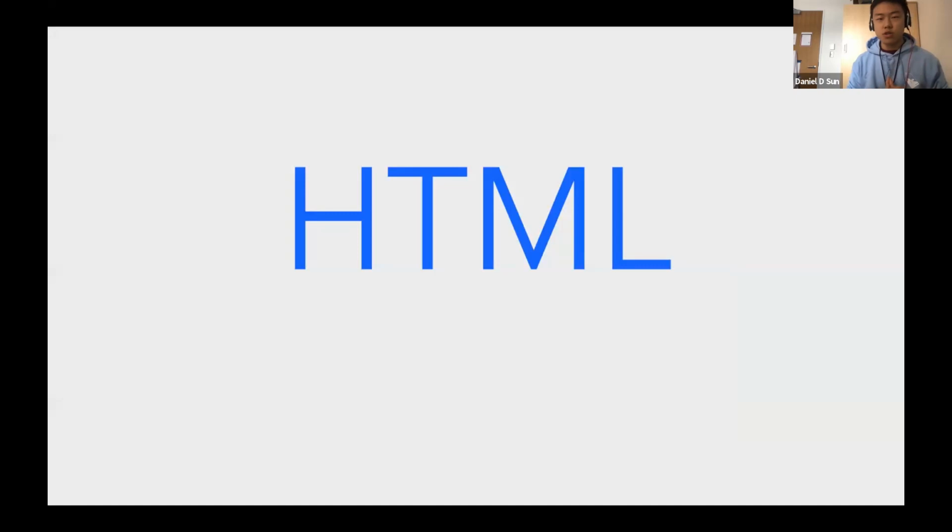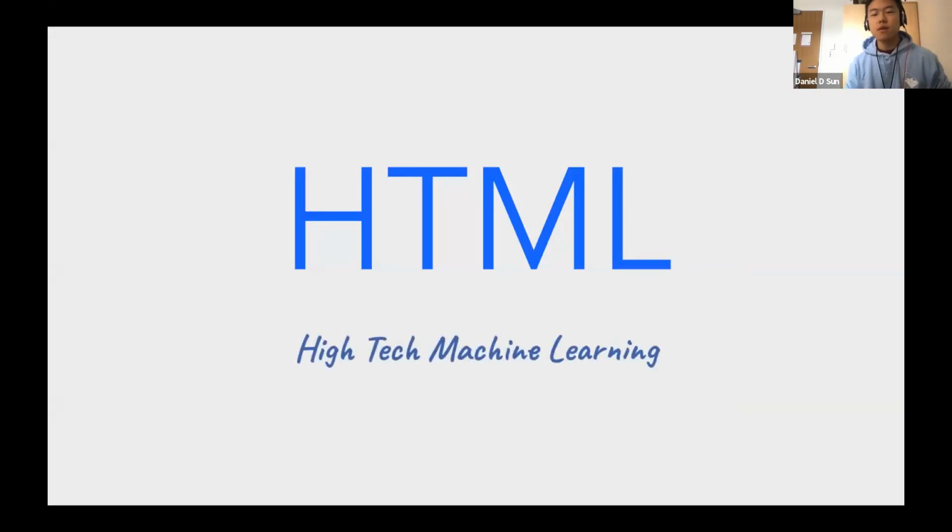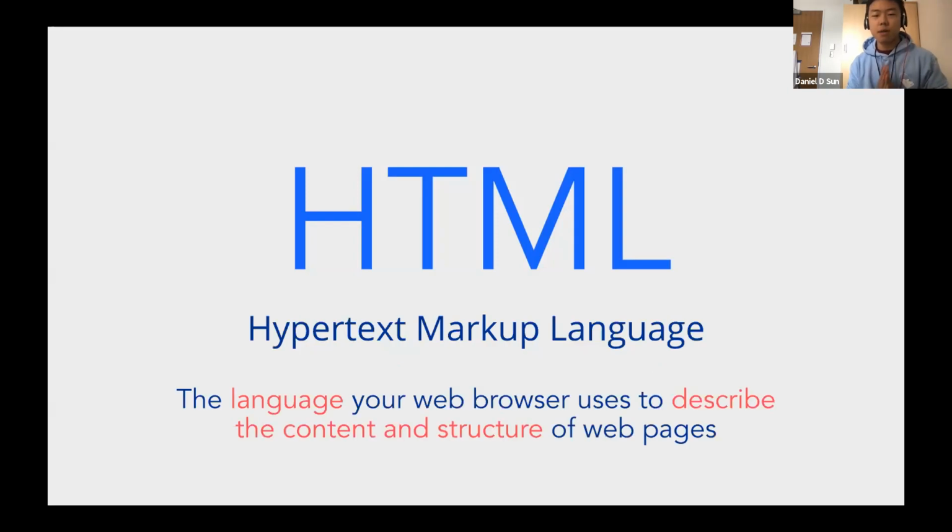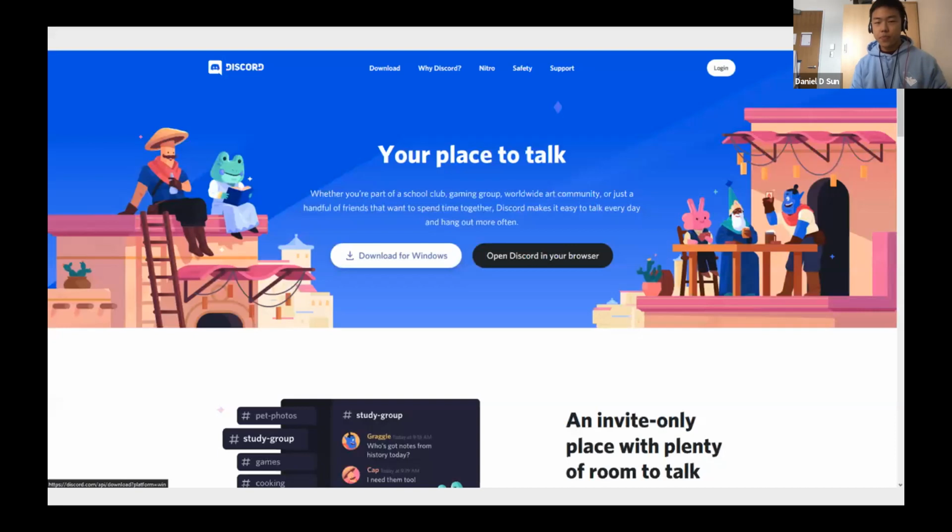Going into each of those individually, just a little bit more in depth. So HTML does not stand for high-tech machine learning. It stands for hypertext markup language. So this is going to be the coding language your web browser uses to describe the content and structure of your web pages. So again, like the bones, right? The content and the structure, what goes where, how things fit together.